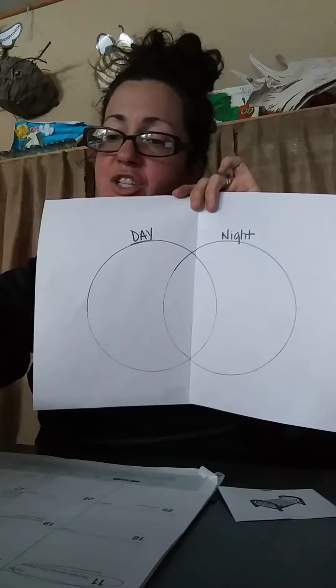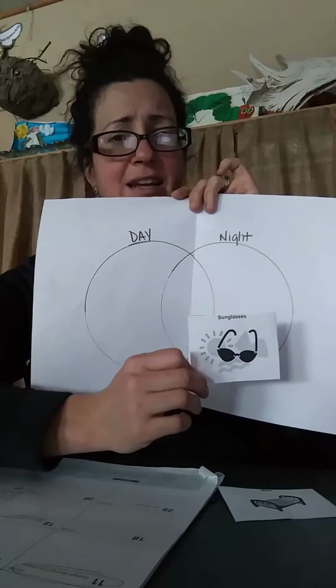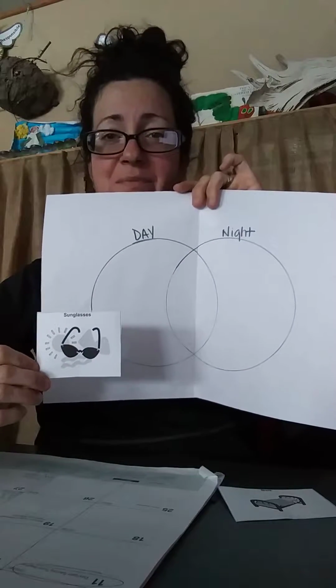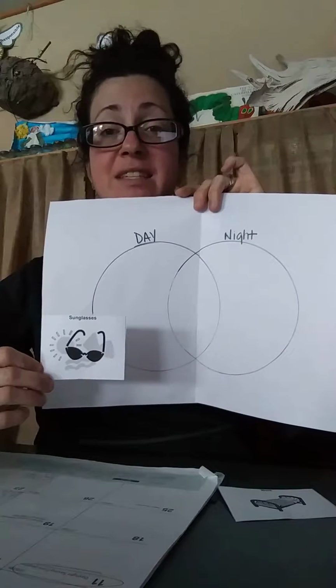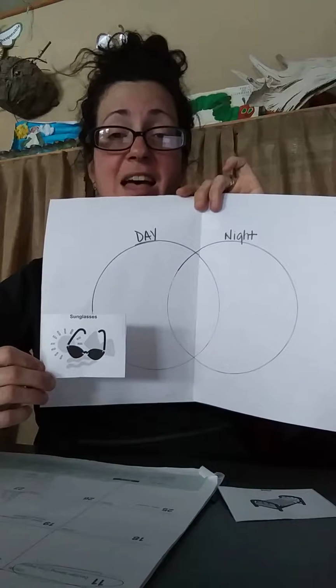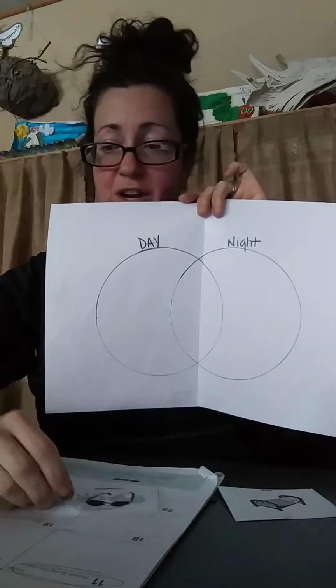Next, we will move on to our vocabulary word sunglasses. Would you wear sunglasses at night? No. Would you wear sunglasses during the day? Yes, because that is when the sun is facing the earth, or actually the earth is facing the sun, and it might be bright, so we would definitely need sunglasses during the day.